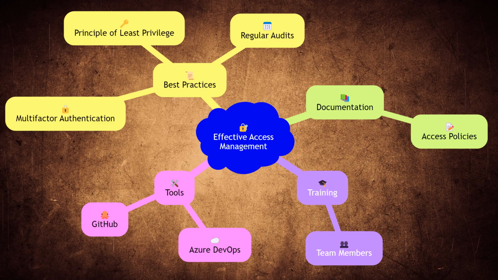To ensure effective access management in both Azure DevOps and GitHub, organizations should follow best practices such as the principle of least privilege, regular audits of access permissions, and the use of multi-factor authentication. Additionally, documenting access policies and providing training to team members can help maintain a secure and compliant development environment.